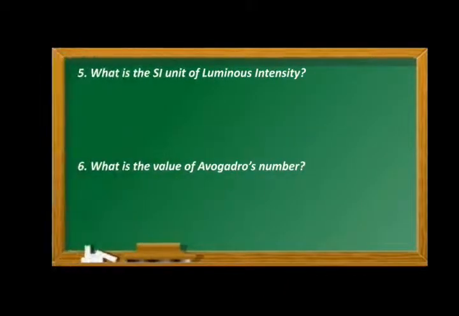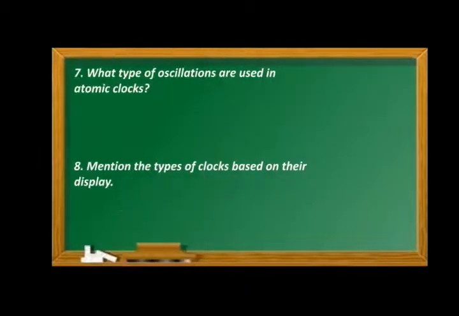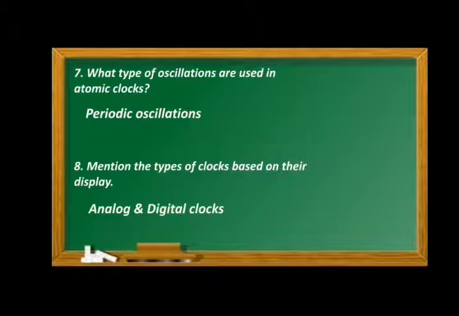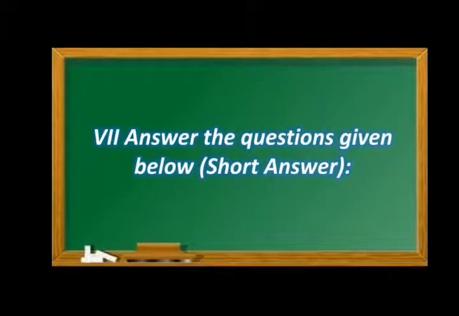What is the SI unit of luminous intensity? Candela. What is the value of Avogadro's number? 6.023 into 10 to the power 23 entities. What type of oscillations are used in atomic clocks? Periodic oscillations. Mention the type of clocks based on the display: analog and digital clocks. How many times will the minute hand rotate in 1 hour? Once in 1 hour. How many hours are there in a minute? 1 by 60 hours.